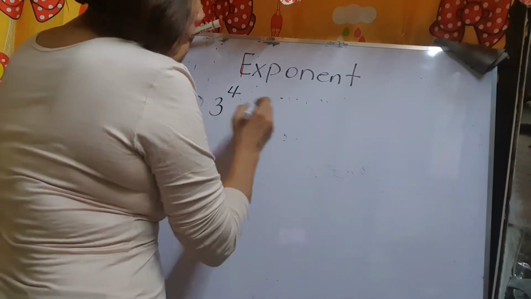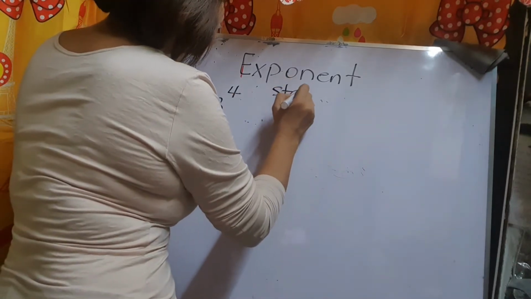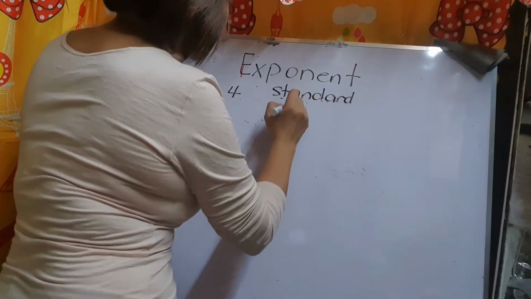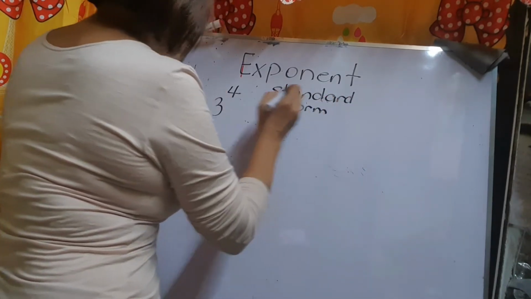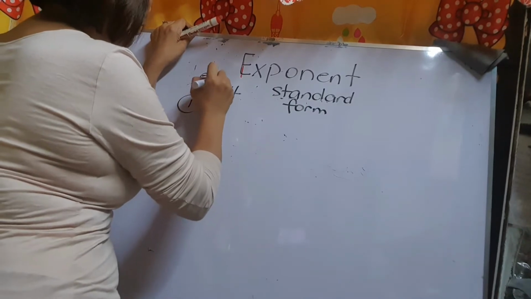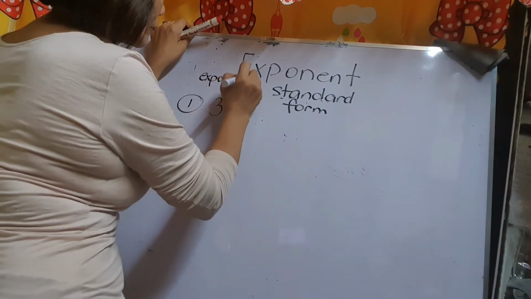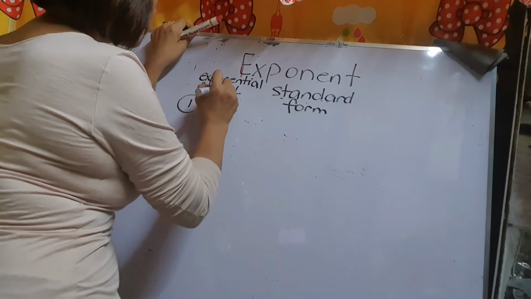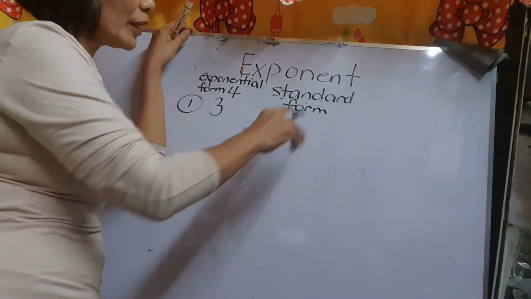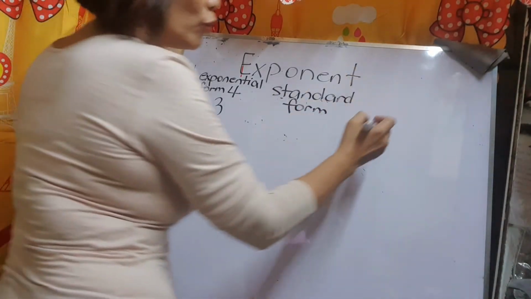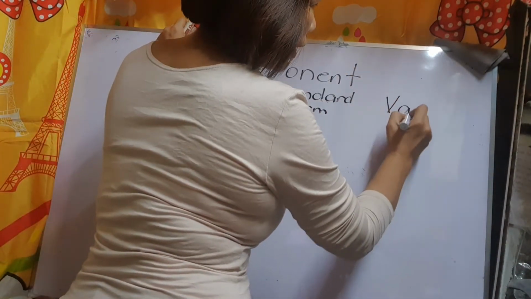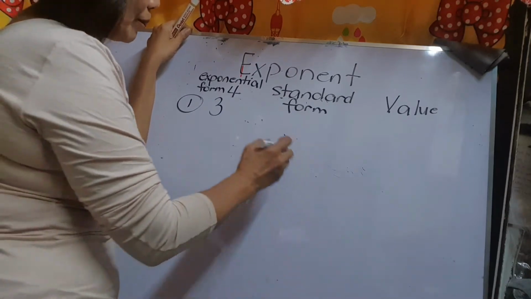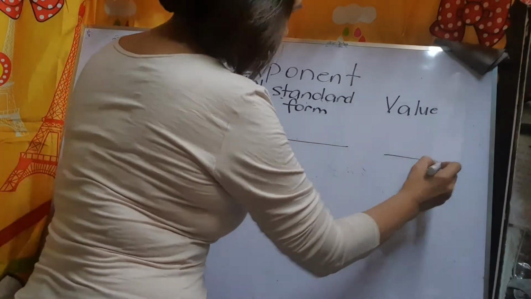Dito ngayon, meron kayo ngayon nakalagay dyan na standard form. Lagay ko dito yung exponential form pala, ha? Para hindi kayo malito. This is now the exponential form. Then, here is the standard form. Then, dito yung kasunod ay ang value. Now, tingnan natin. So, how are you going to fill this up?